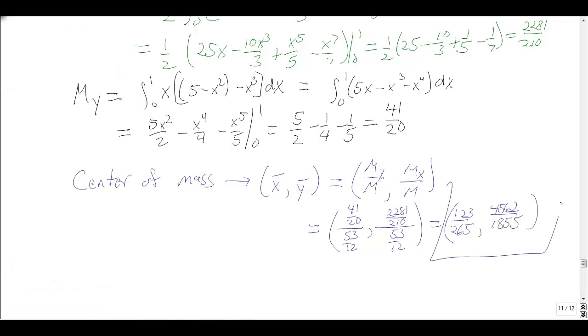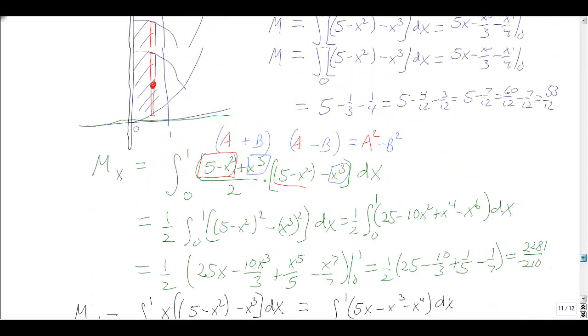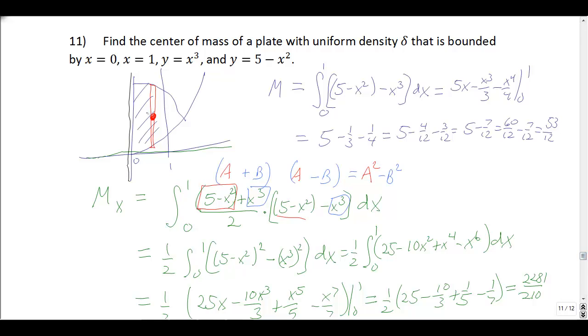So this is our center of mass. Probably a good idea here. This was a lot of calculation. Let's check if that actually seems like it's plausible with the picture. So 123 over 265, that's about a half. And between 0 and 1, about a half makes sense.